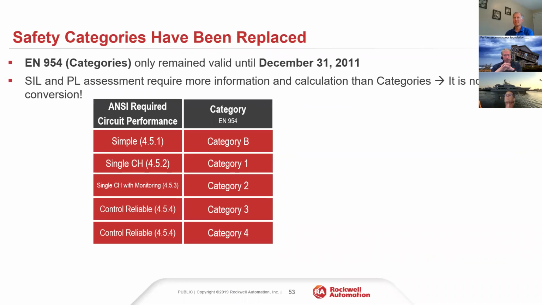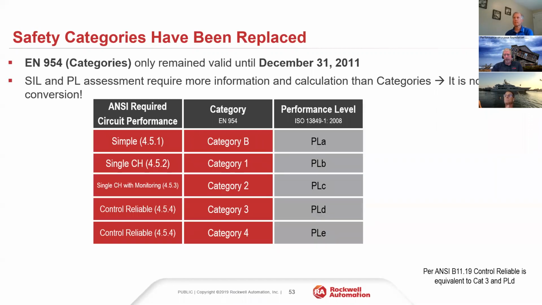One of the questions that always comes up is, it's great to talk about European standards and international standards, but what about ANSI? Well, your ANSI terminology is listed right here. So you have simple devices. Simple circuits are basically non-safety, similar to Category B. We have a single channel circuit, single channel with monitoring, and control reliable, which covers both Categories 3 and 4. So it's a little less prescriptive, but those terms do exist and they are meaningful in the standards.